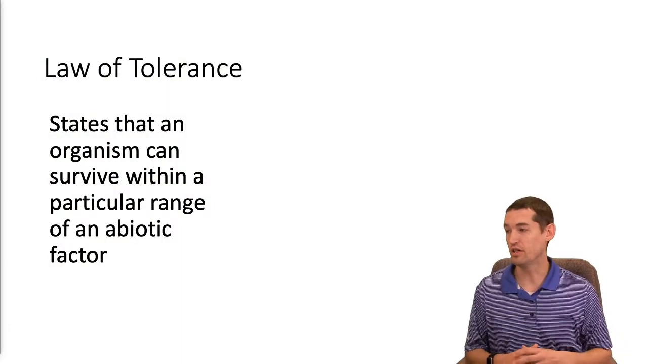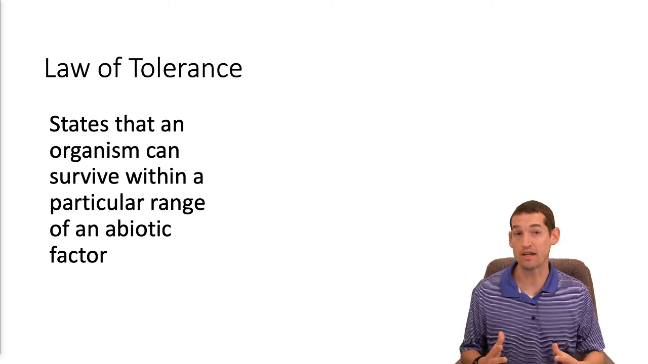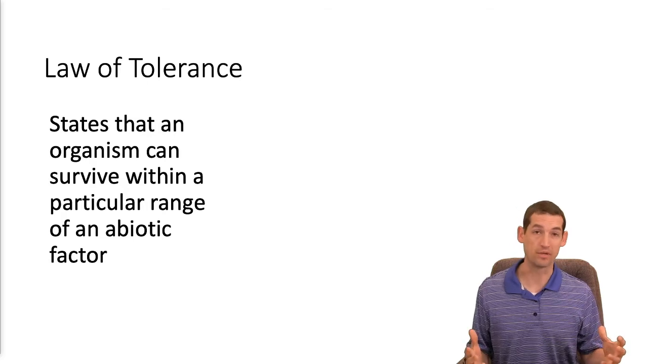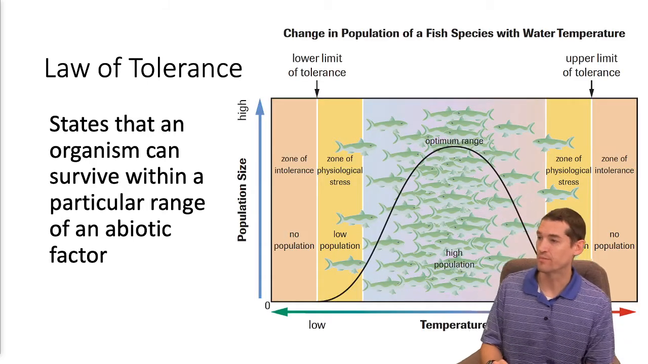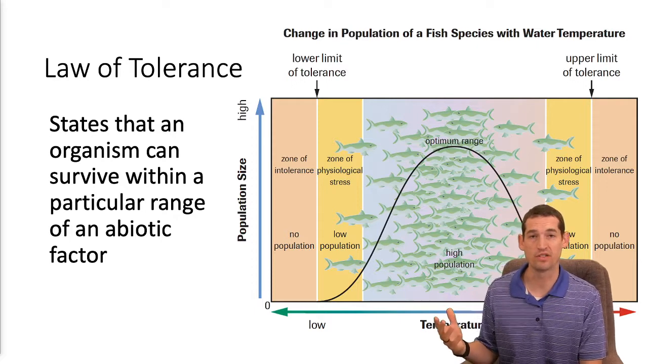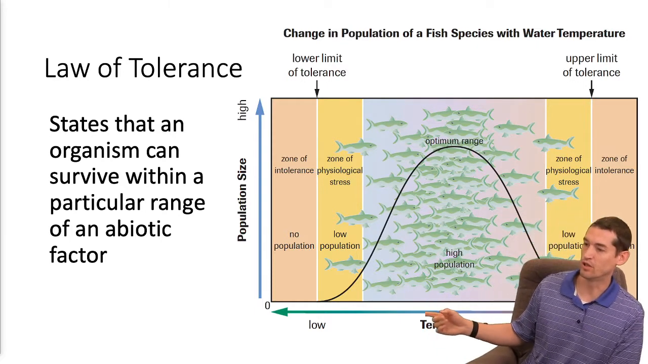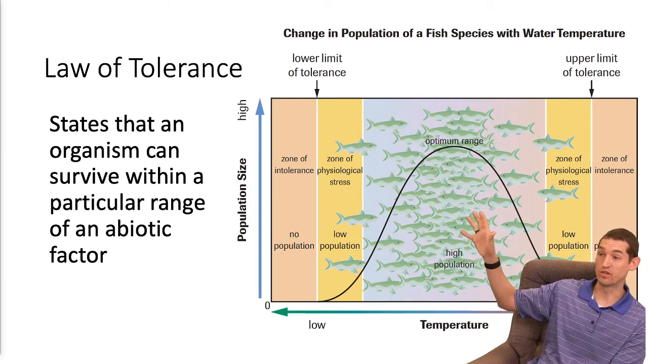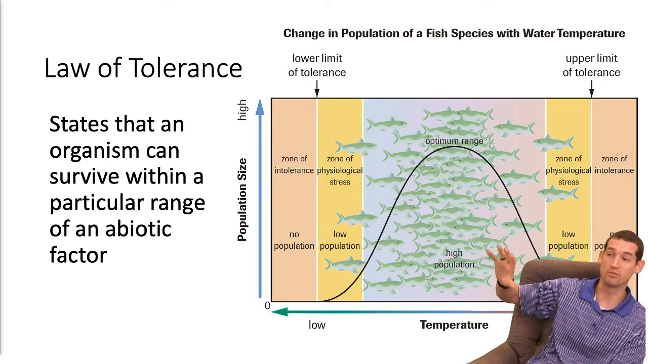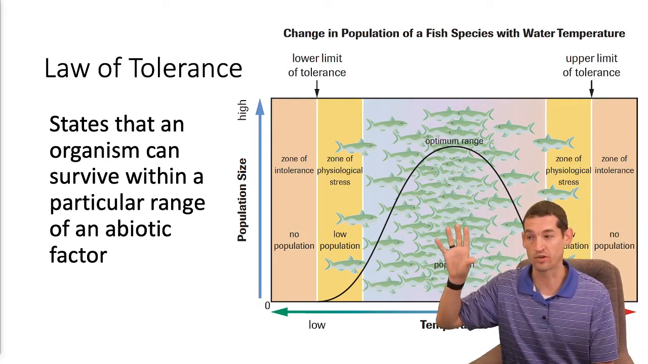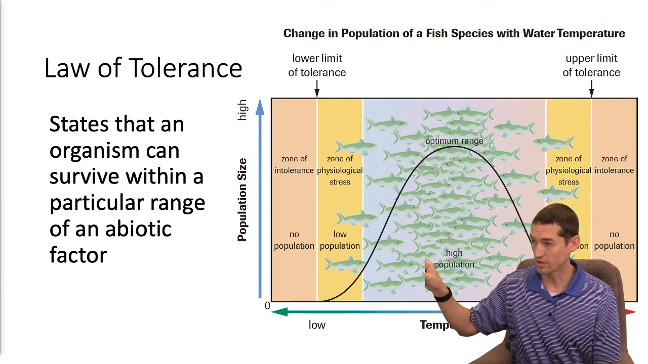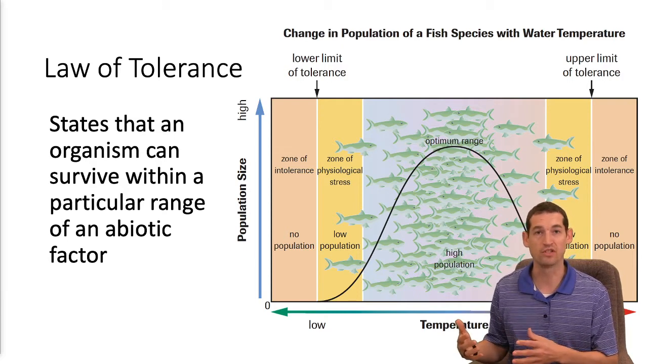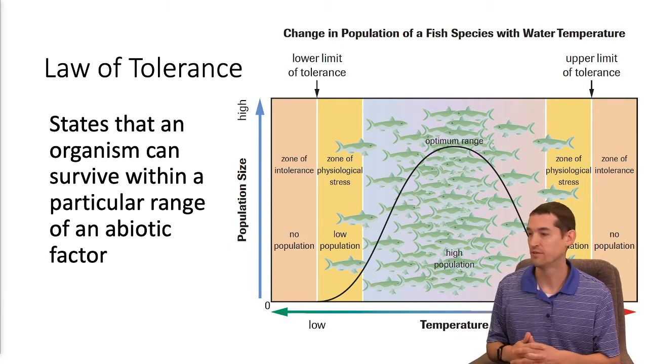Okay? Now, the law of tolerance says that in just about everything, we have a range where we are happy. So, for example, here, this is fish population in temperature. As we go from low temperature to high temperature over here, you can see there's this area where there's a very, very, they call it the optimum range. The population grows and is doing very, very well. As we go lower, though, you see it moves into this zone of physiological stress, an area where the population isn't growing as well as it should.